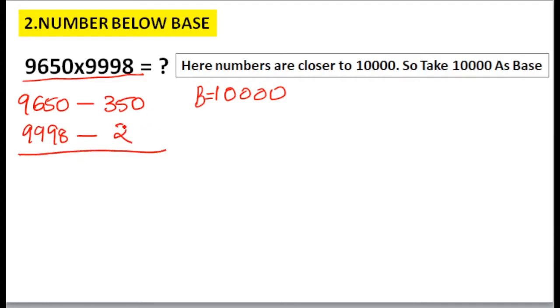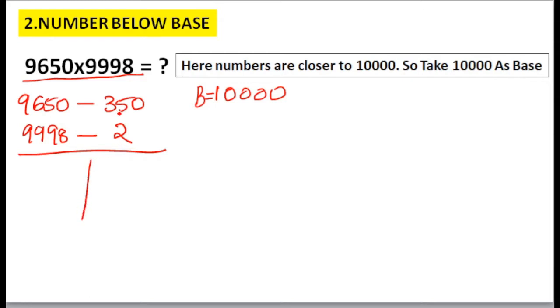In the first method, both the numbers were above the base. Here the numbers are below the base. That is, both these numbers are lesser than 10,000. That's why we use the negative symbol. In the first method, both the numbers were above the base, so we used the positive symbol. So this concept is the same. Just think about whether the numbers are greater than or less than the base.